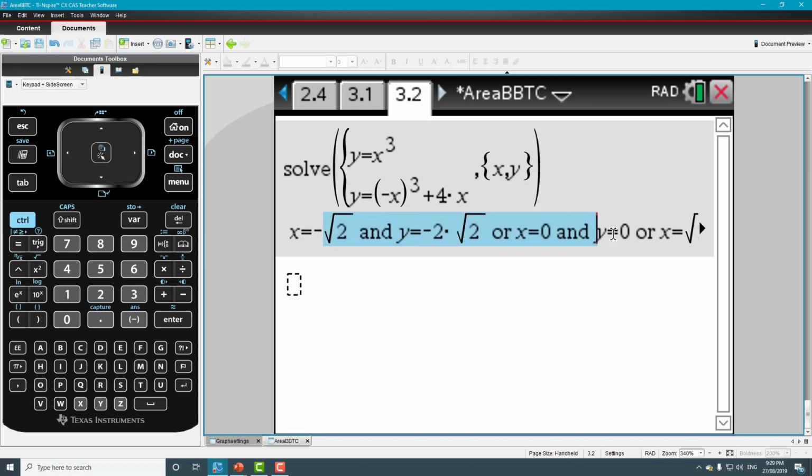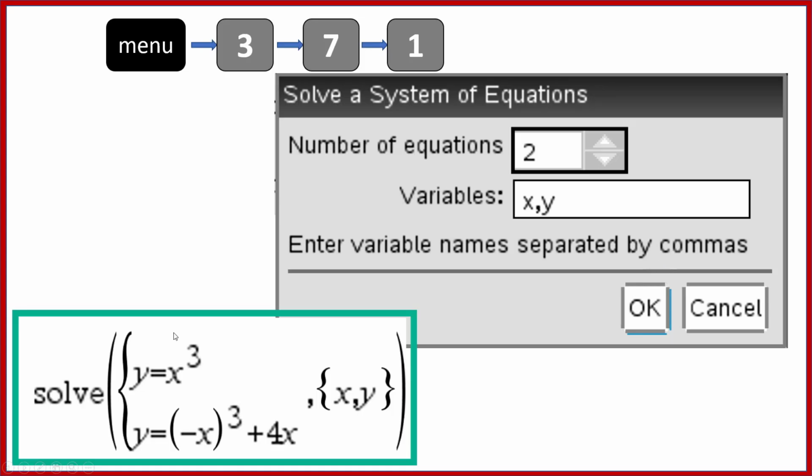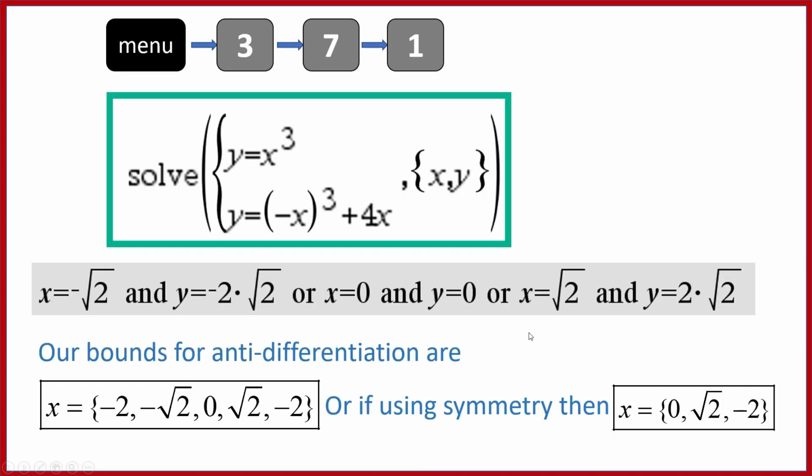So I've actually got a whole lot of these points of intersection. So that's the way I had entered that, and you can see all the solutions. I've just put it on the screen so you actually see all the solutions. So these are my bounds that I'm going to work with from negative 2 to 2.